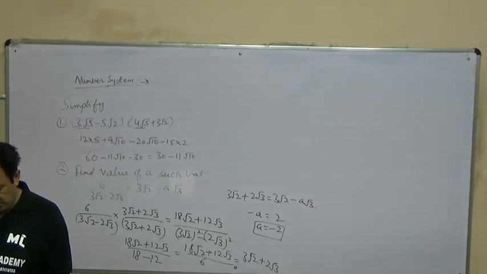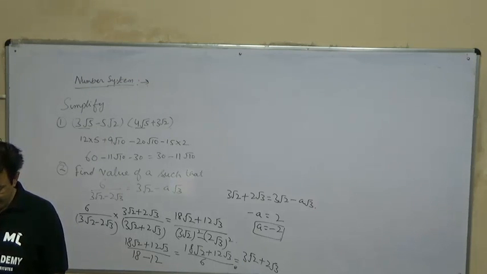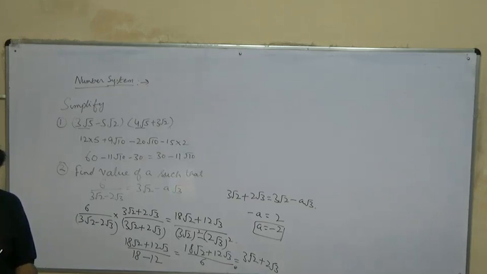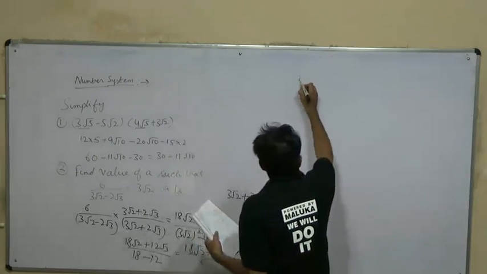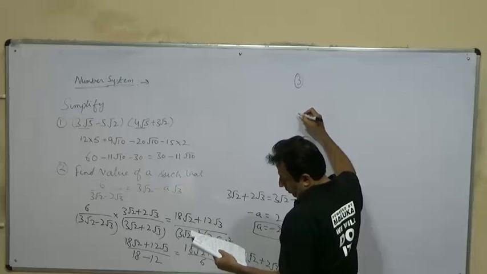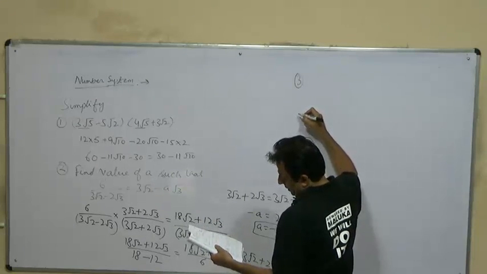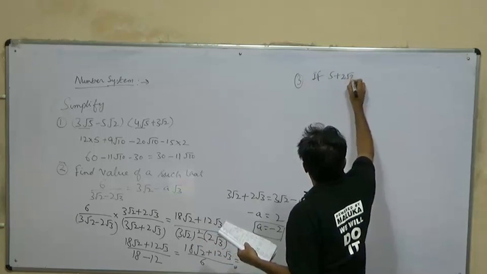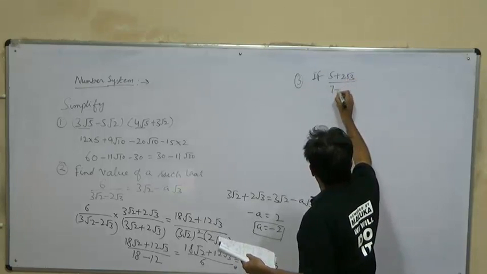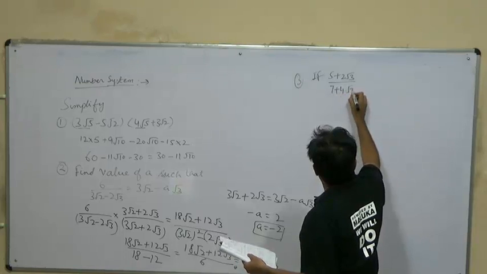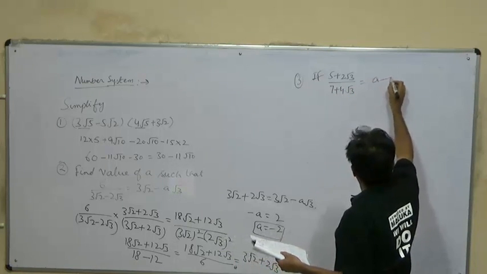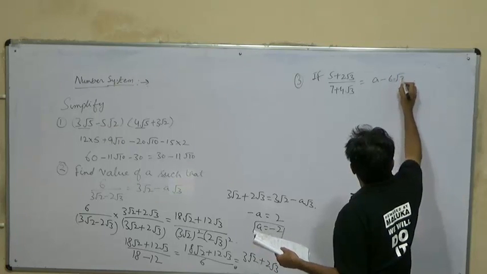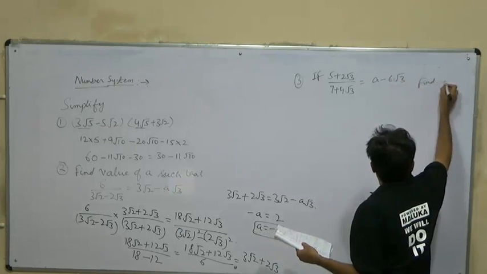So likewise, next question is, on the similar basis we have got: find a if 5 plus 2 under root 3 upon 7 plus 4 root 3 is equal to a minus 6 under root 3. We have to find a.